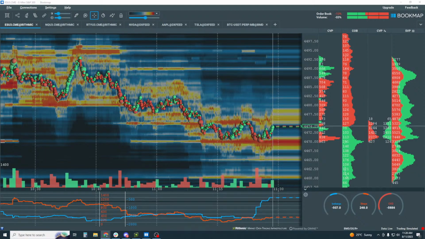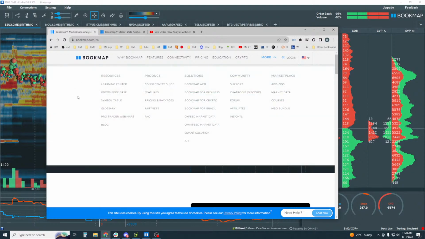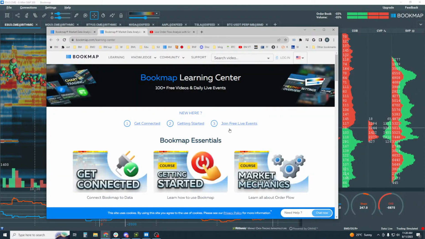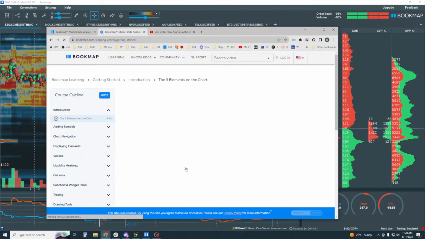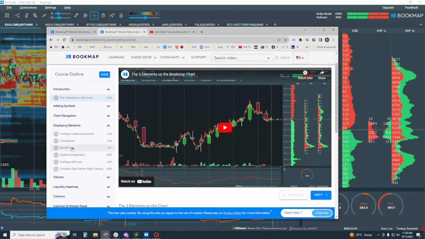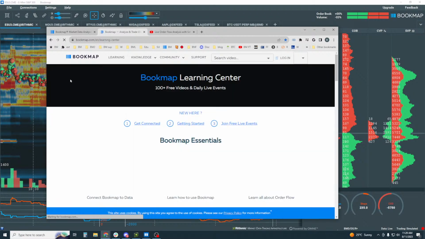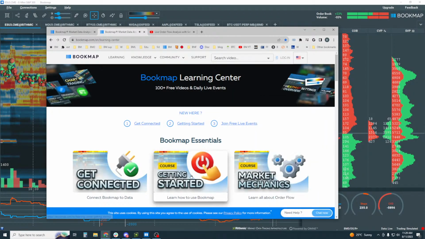We went from bookmap.com over to the More button, and we went to the Learning Center. In the Learning Center, if you guys are interested in some of the backfill data, you should watch some of the videos in this course. Click on it, and then displaying elements here, you can see backfill data. It's about a 2-minute video here. They'll explain it better than my more concise way. So the Learning Center is great for all these features and components in Bookmap, with this course here on getting started.